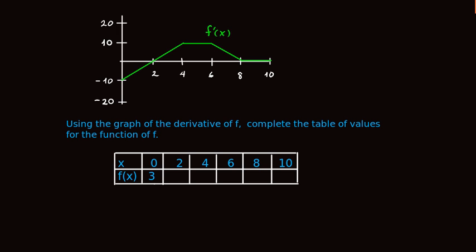So here's the function f, and what I am given is what happens at time equals 0, or at x equals 0, the value of f of x is 3. And then using the fundamental theorem of calculus, I can complete the table. So how does that work?